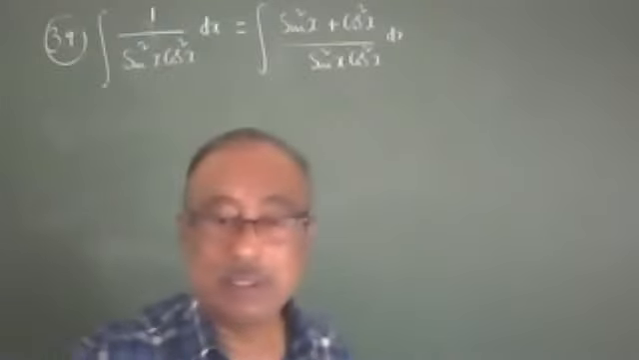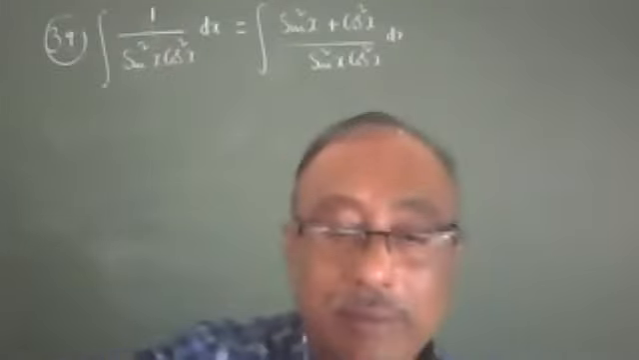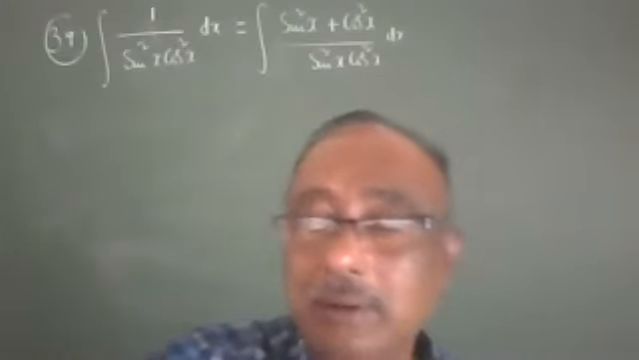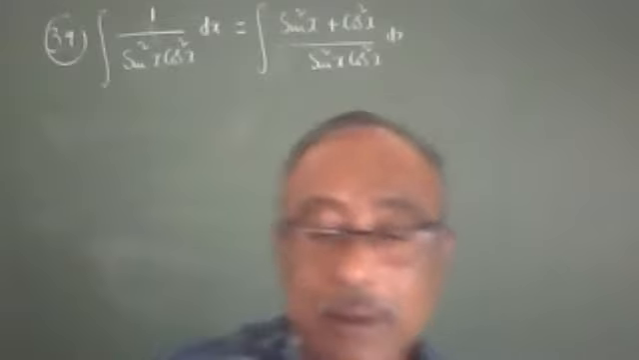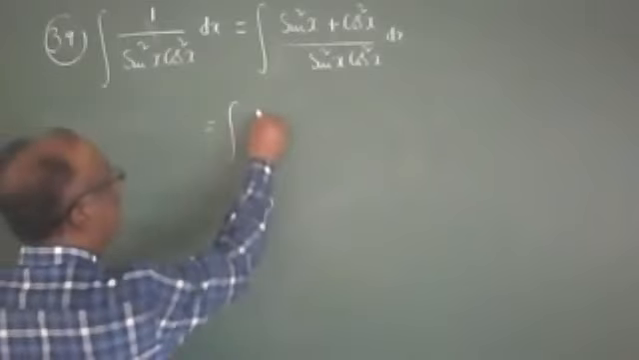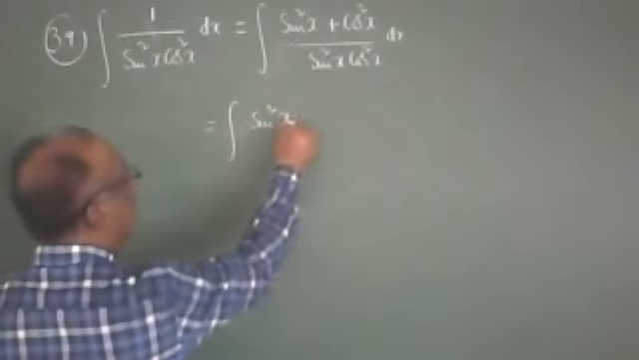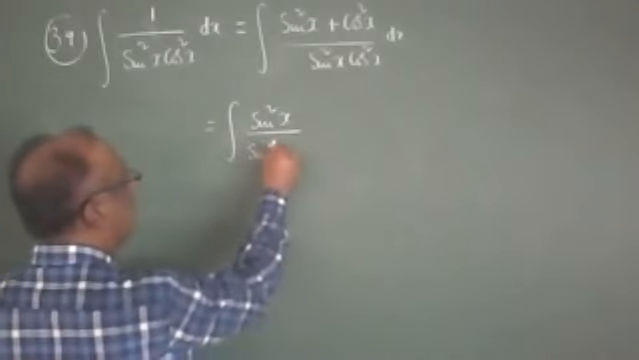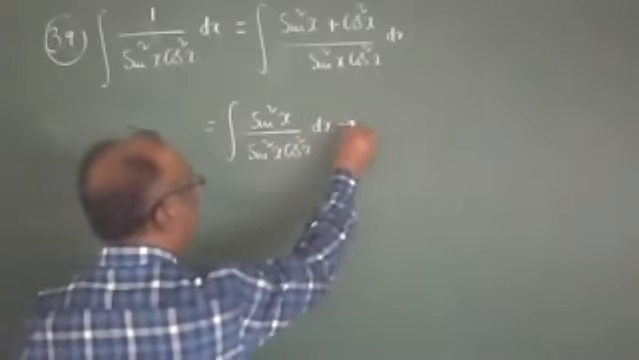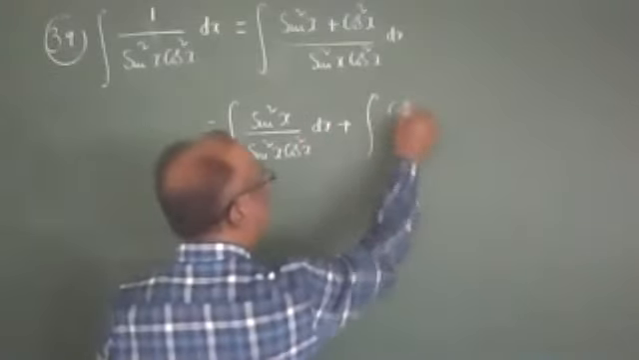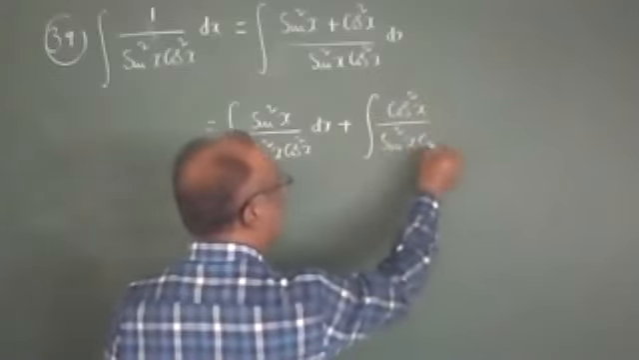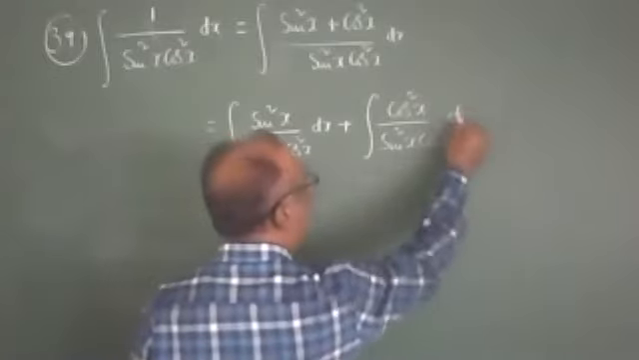Everyone, separate into two parts. Integral of sine square x by sine square x into cos square x into dx plus integral of cos square x by sine square x into cos square x into dx. Now we get the idea about that one.